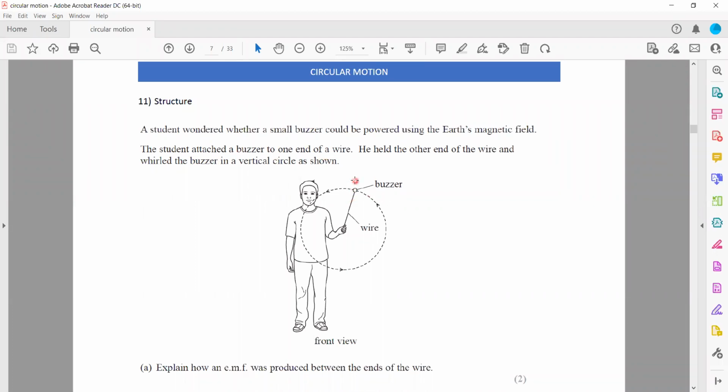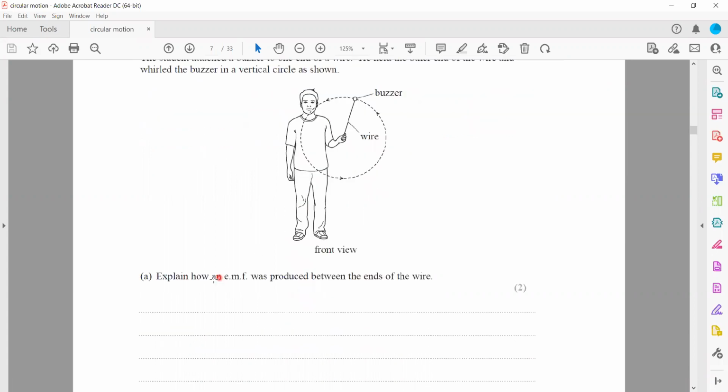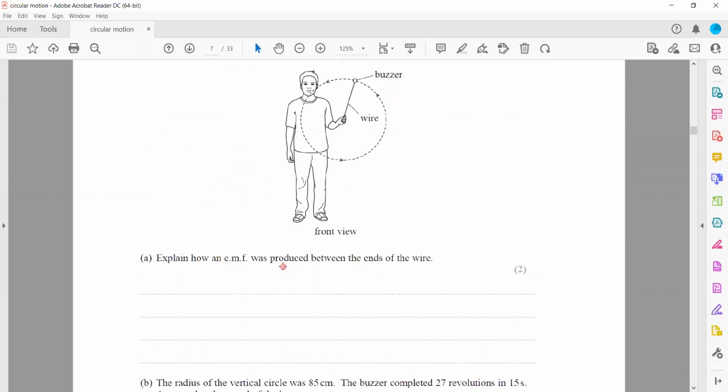He attached a buzzer to one end of a wire. He held the other end of the wire and whirled the buzzer in a vertical circle. As you can see, he whirled it in the vertical circle. Explain how an EMF was produced between the ends of the wire.